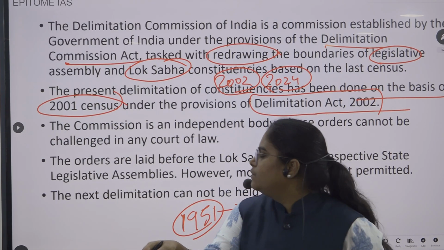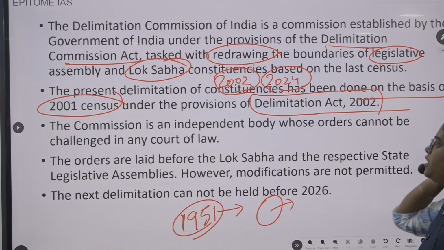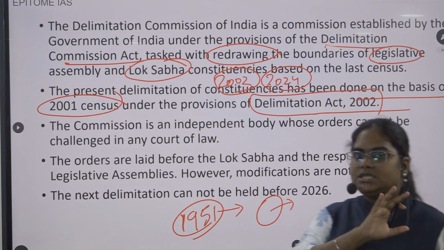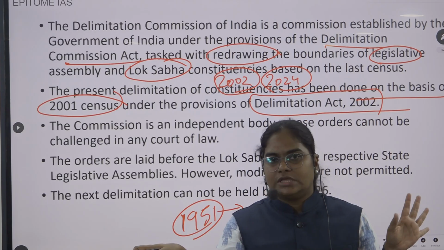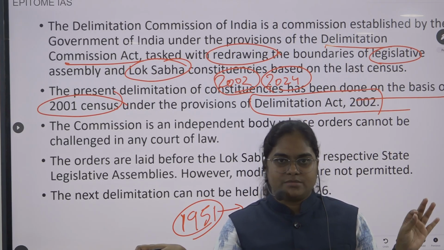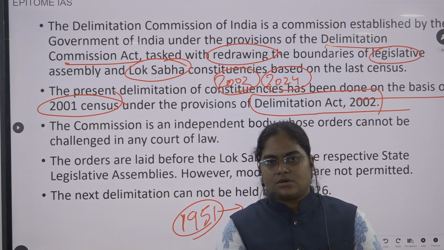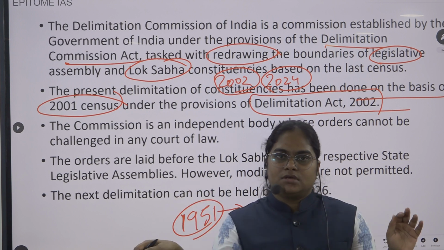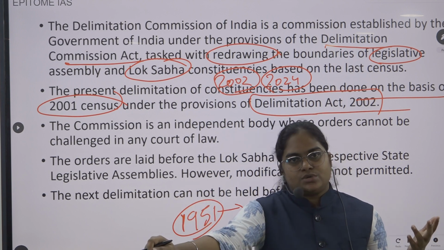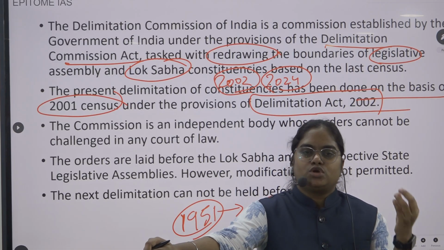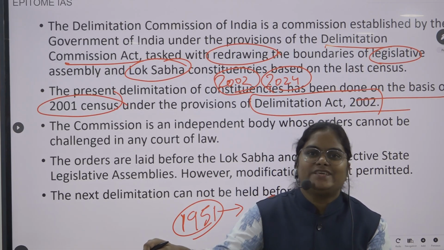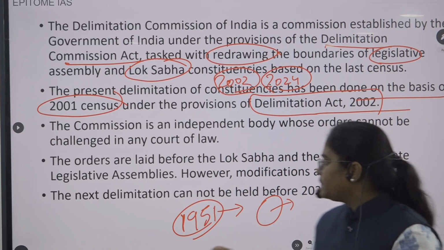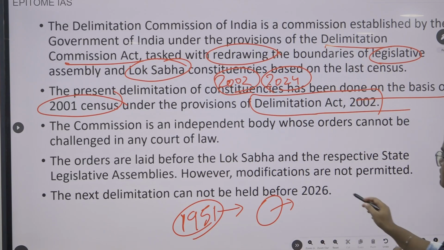Okay, now the commission is an independent body whose orders cannot be challenged in any court of law. They cannot challenge the orders of the commission. And again, when these orders are placed in front of Parliament or the state legislature, they do not have the power to modify these orders. Okay, now this is the thing.